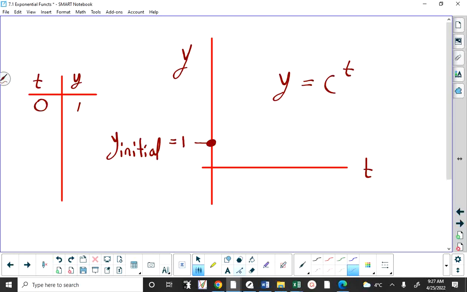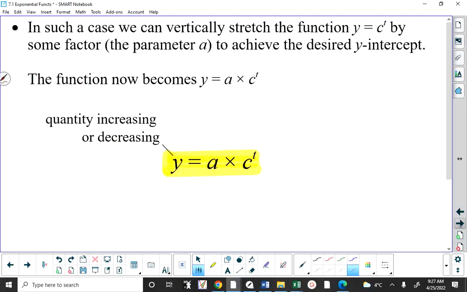If you want a different y-intercept, which represents the initial amount, which we call A, then you just have to multiply c to the t by A. It's a vertical stretch. And that leads us to this equation where y is whatever is growing or decreasing, t is the time, and this is going to change today, so I'd like you to focus on this idea.